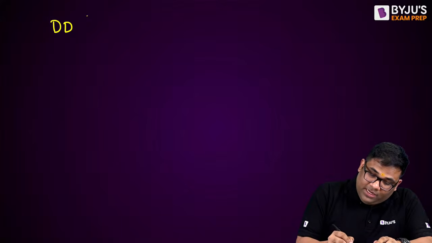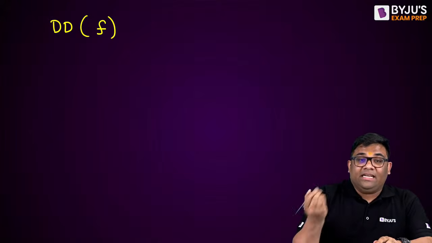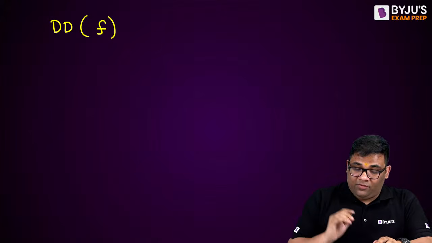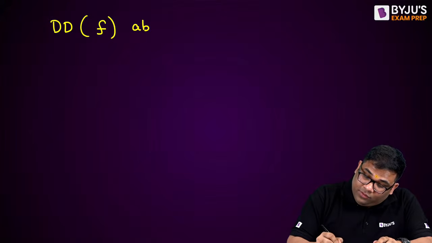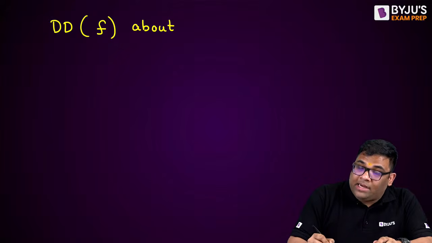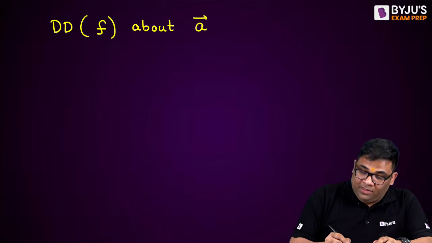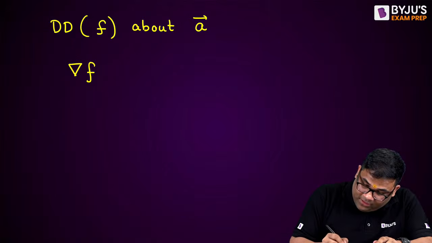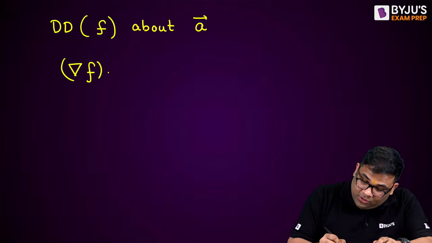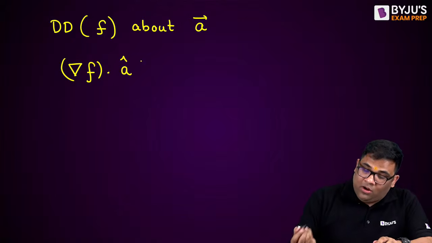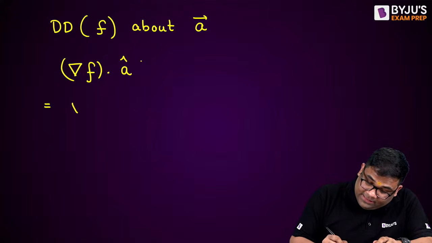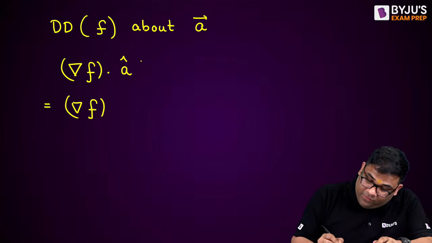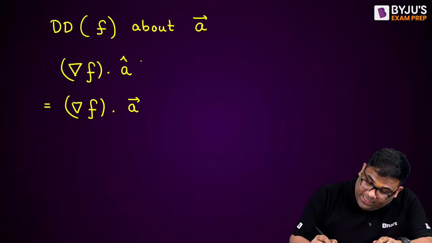So, what is the directional derivative of a function f? The directional derivative of a scalar function f about the direction of a vector a is equal to the gradient of f dot the unit vector along a. Yes, and this is equal to what? I can say the gradient of f dot the vector a divided by the magnitude of a.